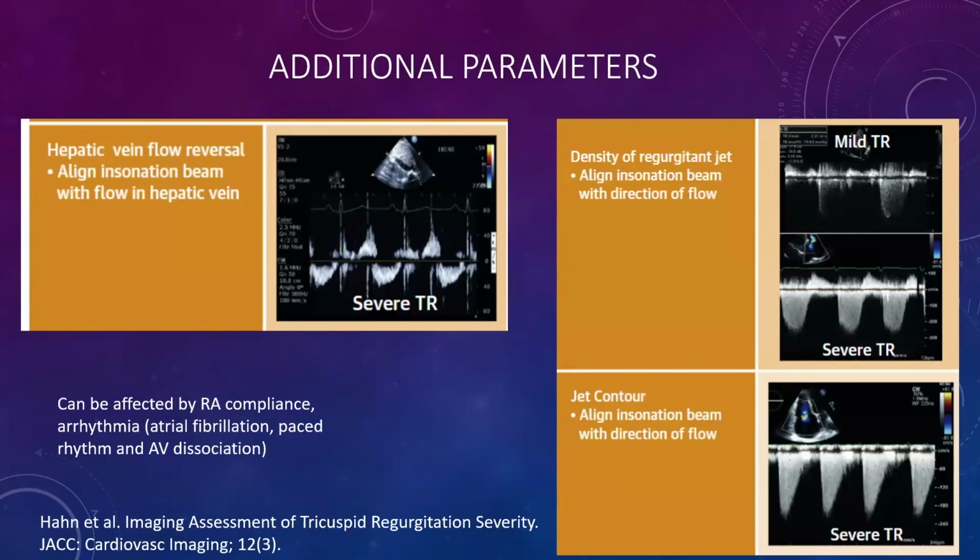Okay, in terms of the additional parameters, we have hepatic vein flow reversal, which indicates significant regurgitation but can be affected by other components. So it's not always just, we used to say this shows that it's severe, but it can be affected by RA compliance and arrhythmias and other things. The density of the jet is just qualitative and subjective, so we don't use that as much, but definitely the triangulation of the jet is helpful as well.